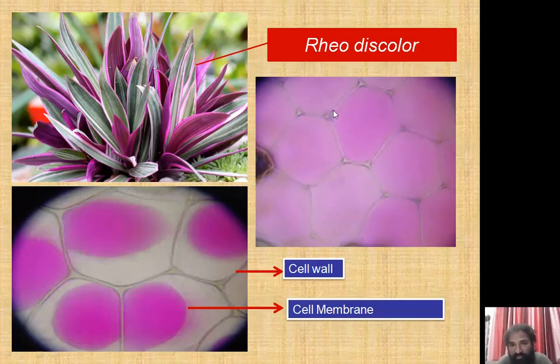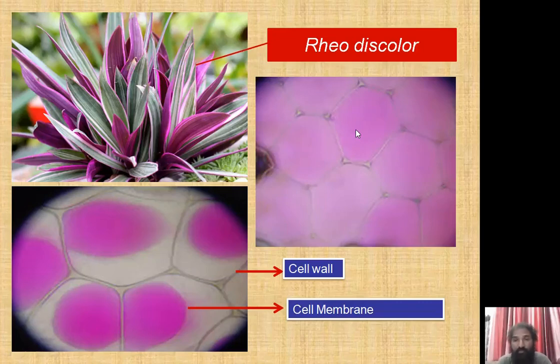This is the cell wall. Beneath the cell wall, the cell membrane is present. That cell membrane encloses the cytoplasm. So in this cell, the full cytoplasm is present here. So that is the first observation.